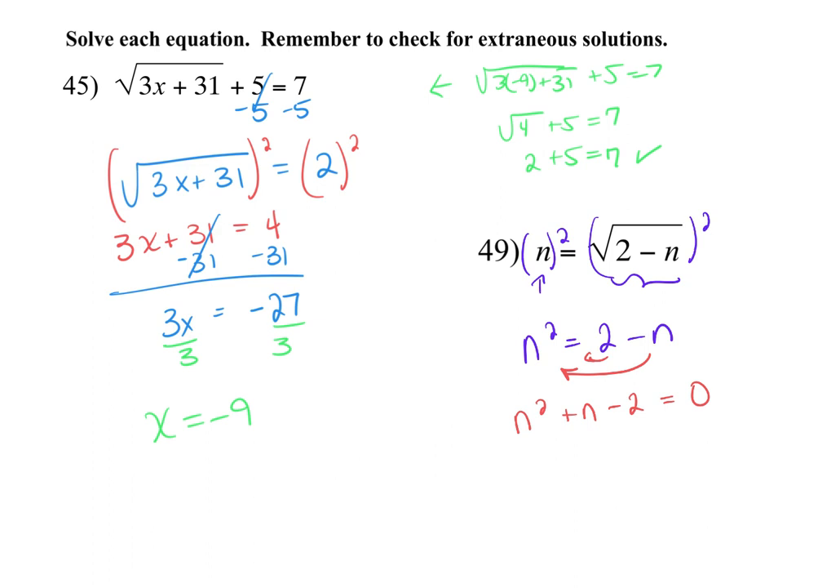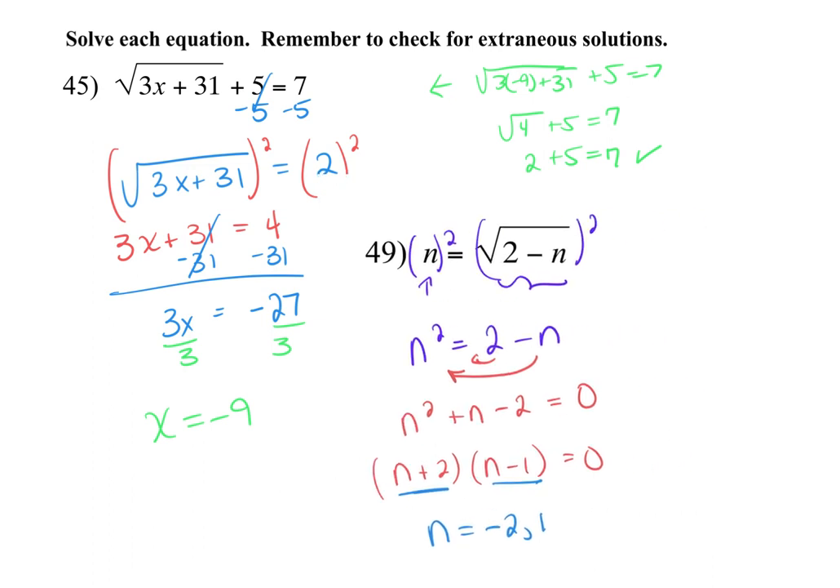Factors of 2 that subtract to give me 1. That's a positive 2 and a negative 1. If I set those equal to 0, this will produce negative 2. This will produce positive 1. I do, however, need to plug those back in.